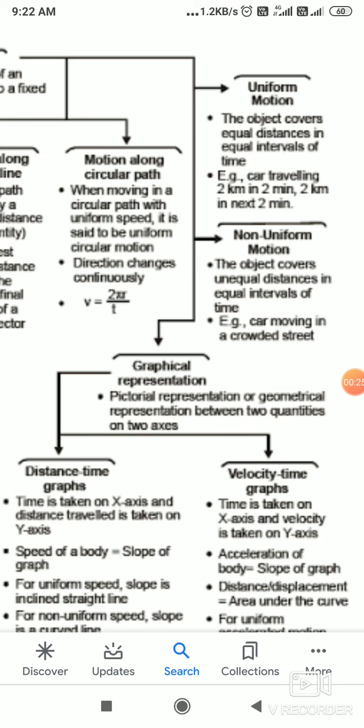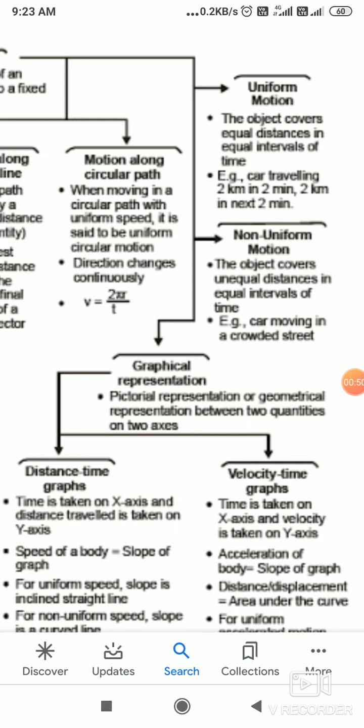Uniform motion, what will happen in uniform motion? The object covers equal distance in equal intervals of time. For example, a car traveling 2 km in 2 minutes and again 2 km in the next 2 minutes, and so on. If an object covers equal distance in equal intervals of time, this is normally called uniform motion.